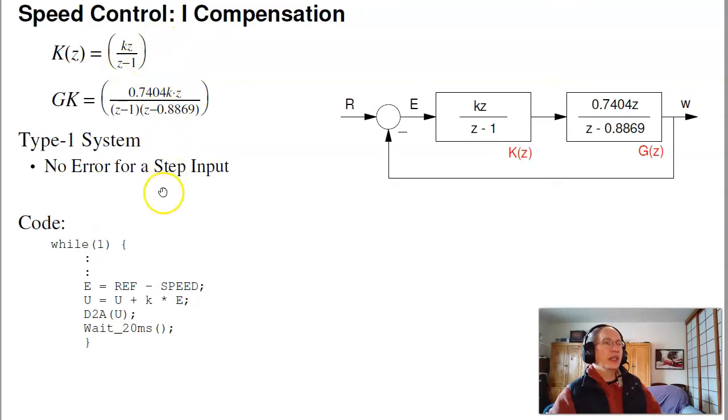In code, what I would do is cross multiply, and I get z minus 1, bring the 1 to the right. That's this u right here. U equals u, that's your z minus 1. The next value of u is the previous value of u, plus k times the error, and k is my integration gain.